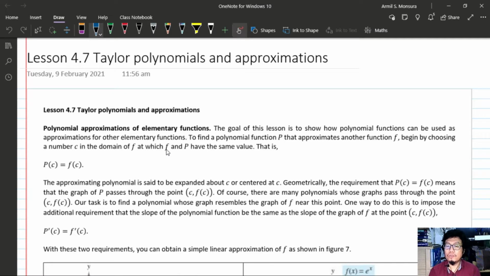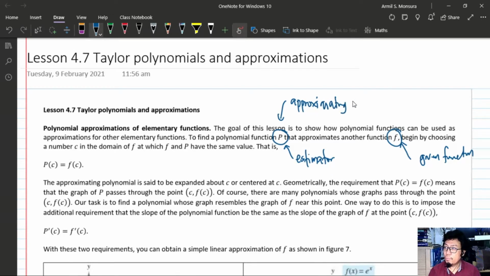So the basic idea is that if we want to find a polynomial function p that approximates another function f, so this is the approximator. This is the estimator. We'll call it the estimator or the polynomial approximation. And this is our given function. So we would like to write our given function in terms of an approximating polynomial, that would be your p. So this is your estimator or approximating polynomial.